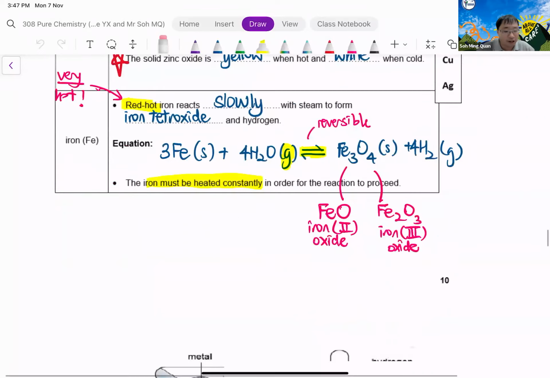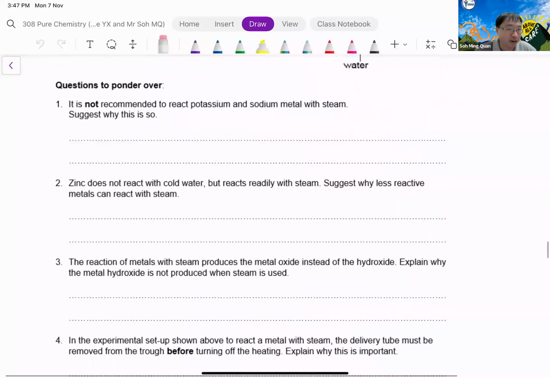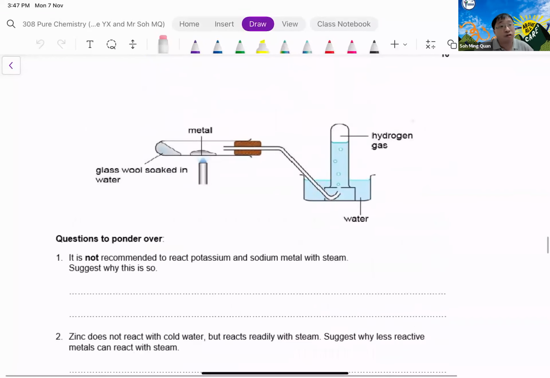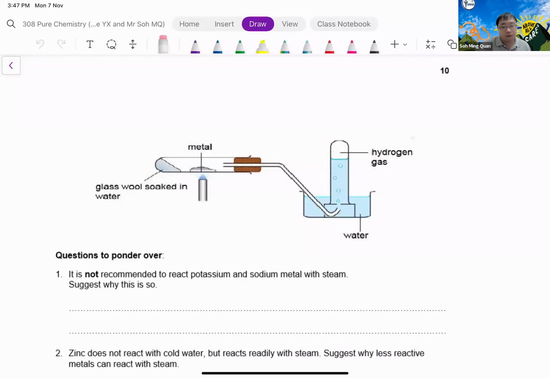Now, last lesson, I did not move on to these questions for a good reason, because I want us to revise and begin with this. So how do we actually react metals with steam in the lab? You must be wondering, like, how do we even do that, right? Well, this is a setup to react metals with steam in the lab.